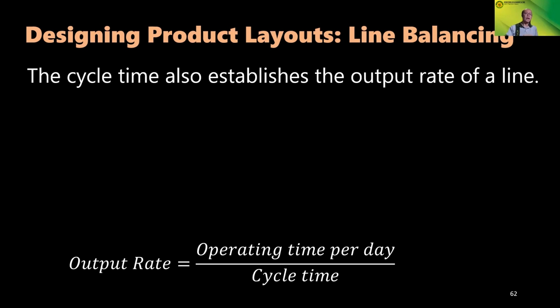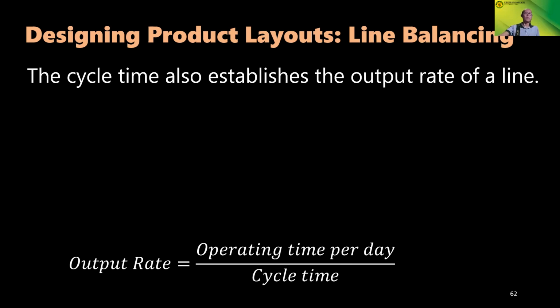Hence, the line's capacity is a function of the cycle time. Okay, if the cycle time is 2 minutes, then every 2 minutes you get one output. So therefore, if there are 60 minutes, your capacity is only 30 units of output in one hour on that line because the cycle time is 2 minutes.